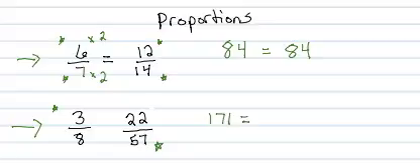171. So for these to be equal, for them to be proportional, 22 times 8 would have to be 171. So 22 times 8 is 176, which means they're close, but they are not equal. They are not proportional.